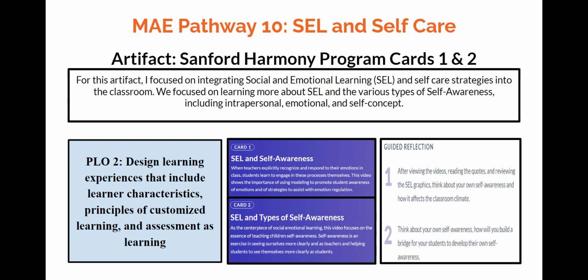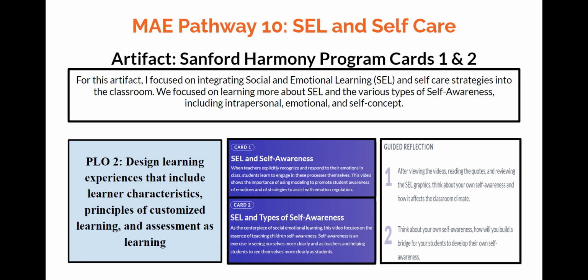If we look over here, we have the MAE Pathway 10, SEL, and Self-Care. For this one, the artifact was the Sanford Harmony Program, cards 1 and 2, along with the guided reflection. For this artifact, I focused on integrating social and emotional learning and self-care strategies into the classroom. We focused on learning more about SEL and the various types of self-awareness, including interpersonal, emotional, and self-concept.